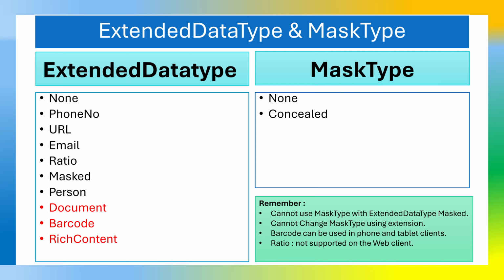Then next is ratio. The text is handled as a progress bar, but remember that this field is not supported on the web client. So when you set extended data type as ratio, it is handled as a progress bar, but this is not supported in the web client. Next up is masked. The whole idea of mask is that any value that you type into it will be displayed as dots. It does not impact the value that the user is entering, but it just shows it as dots.